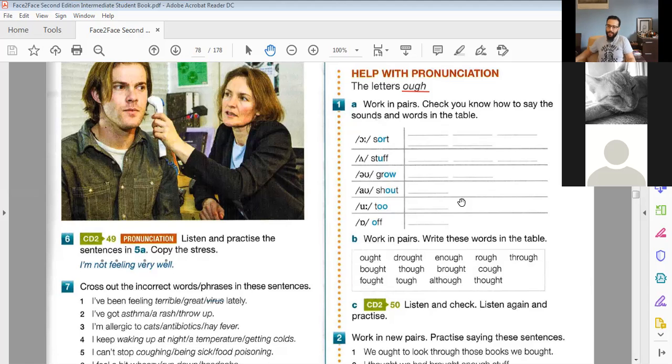Now, what we want to do is, do you see the words in the box below here? Yeah. Can you put each word in the right place, depending on how it sounds? Give it a try. Yeah, I'll try. Yeah, go ahead. Let's start with the first one.